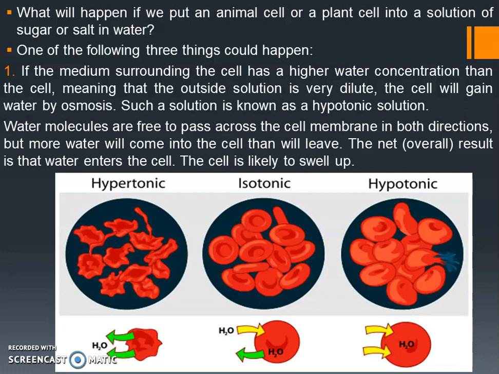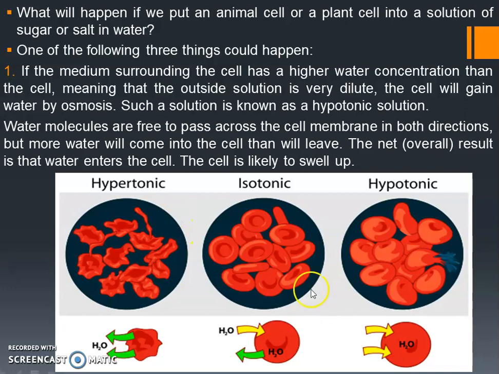So if the medium surrounding the cell has a higher water concentration than the cell. ഓക്കെ, അപ്പം നിങ്ങൾ എടുക്കുന്ന സൊല്യൂഷനിൽ വെള്ളമാണ് കൂടുതലുള്ളത്. Okay, so the medium surrounding the cell has higher water concentration than the cell. സെല്ലിൻ്റെ ഉള്ളിലുള്ള വെള്ളത്തിനേക്കാളും നിങ്ങൾ എടുത്ത സൊല്യൂഷനിൽ വെള്ളം കൂടുതലാണെങ്കിൽ means that the outside solution is very dilute. Then the cell will gain water by osmosis. Such a solution is known as hypotonic solution.